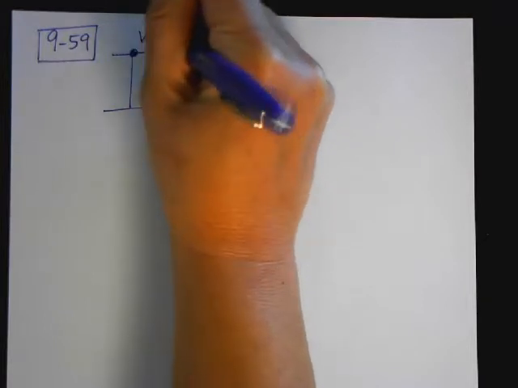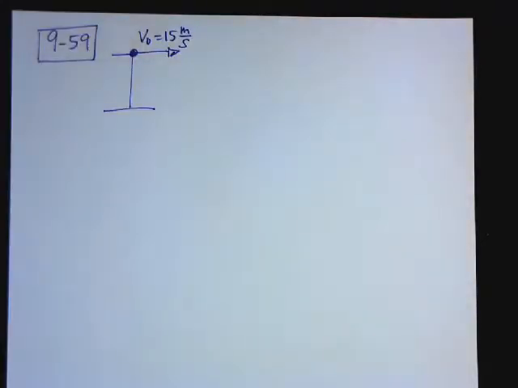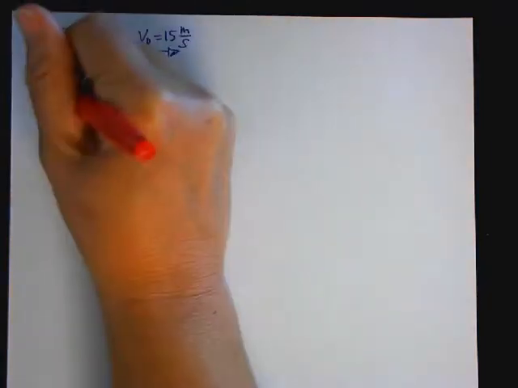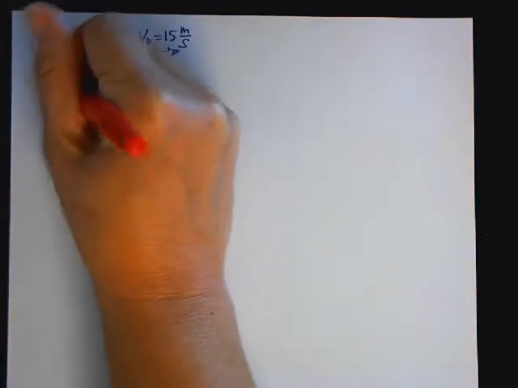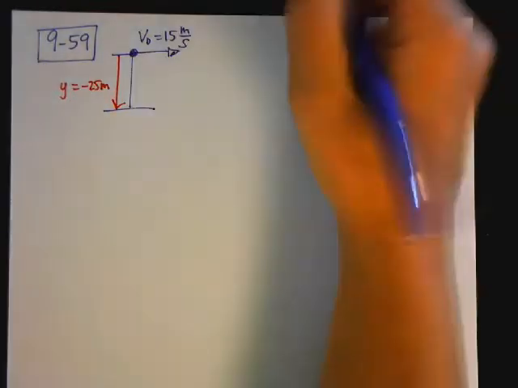So v naught is 15 meters per second, from the top of a building 25 meters high. So I'm measuring the building from here down. When I write my given, this y is going to be negative 25. So right away, why don't I go ahead and write my given?